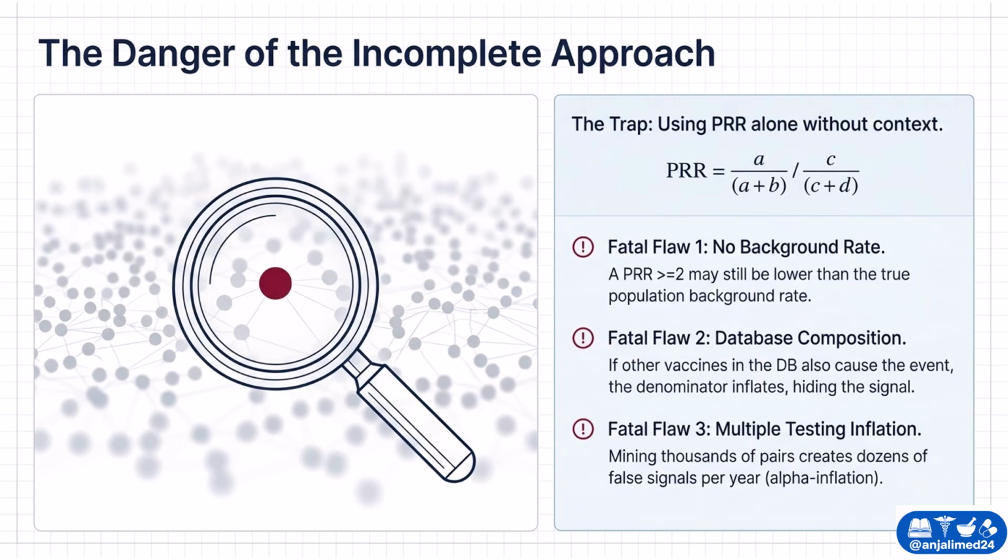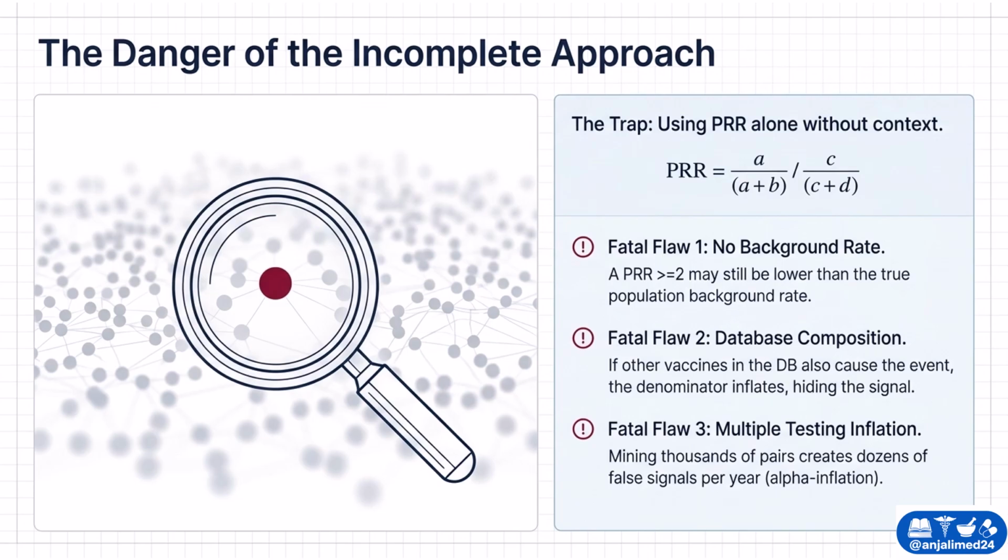Without comparing against epidemiological background data, conclusions can become misleading. The second problem involves the database composition. Imagine a situation where multiple vaccines in the reporting database are associated with the same adverse events. In that case, the denominator of the PRR equation becomes inflated. This dilution effect can hide genuine safety signals or distort the apparent strength of the associations. So, PRR heavily depends on the structure and composition of the database being analyzed.